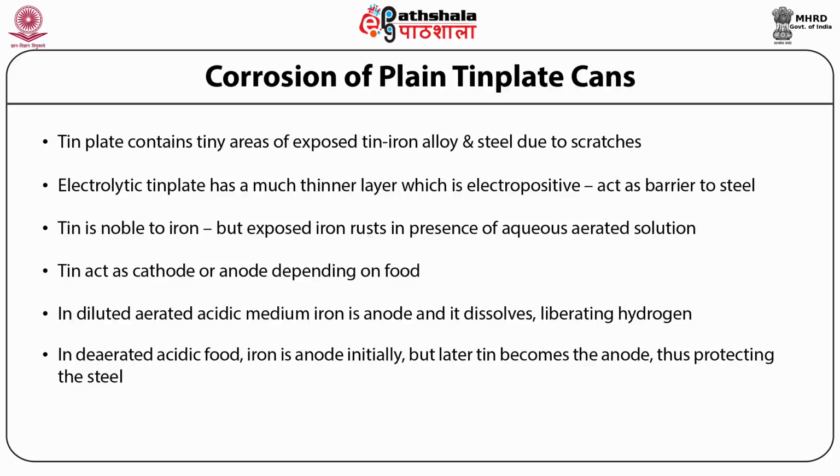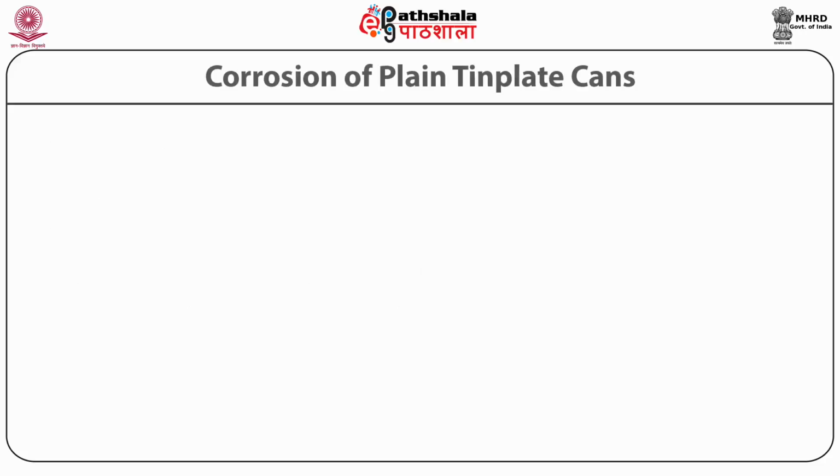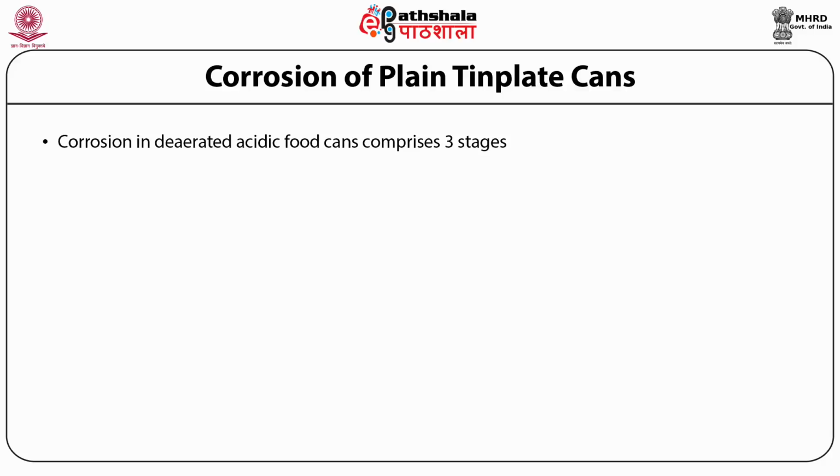This reversal occurs because certain constituents of food can combine chemically with tin or Sn2+ ions to form soluble tin complexes. As a consequence, the activity of Sn2+ ions with which the tin is in equilibrium is greatly lowered and the tin becomes less noble, that is more electropositive than the iron. The corrosion in de-aerated acidic food cans comprises three stages.